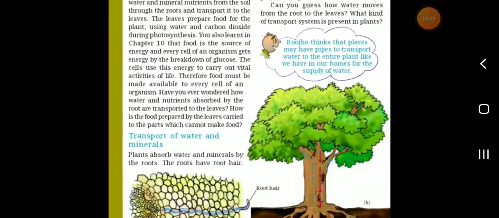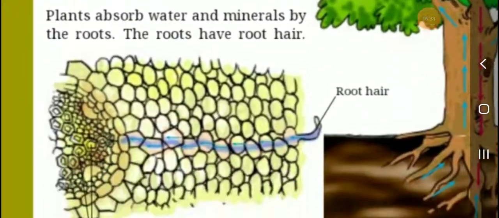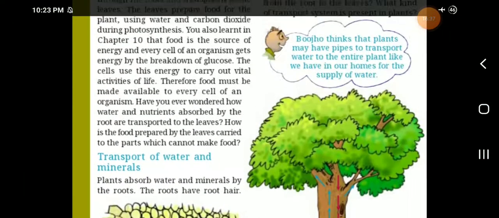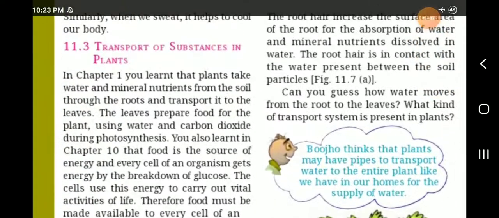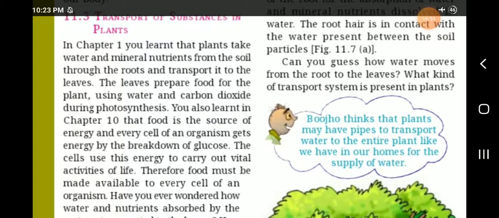Next, transport of water and minerals. The plants absorb water and minerals by roots. The roots have root hair. This one is a root hair. Xylem vessels and phloem vessels: xylem transports water, phloem transports food. So the root absorbs water and minerals dissolved in water. The root hair is in contact with the water present between the soil particles.